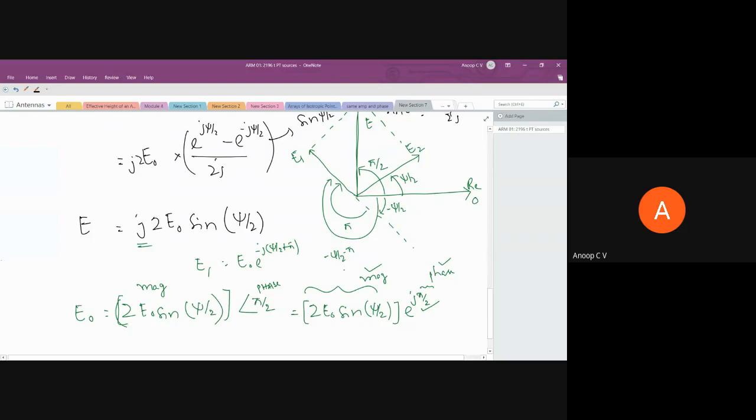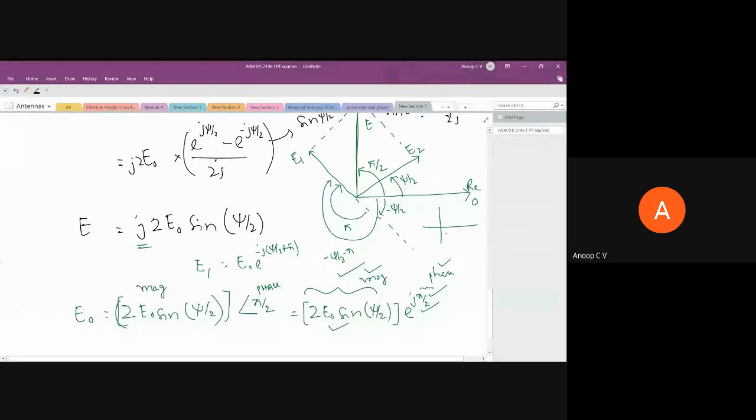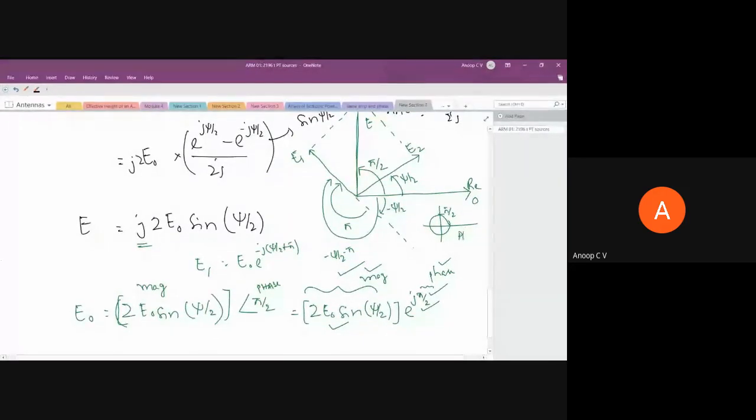Then what I can do is plot the magnitude versus phi, which gives me the magnitude pattern. If I plot the phase versus phi, it will give me the phase pattern. So in this case, whatever be the value of phi, the phase is constant, equal to pi by 2. So the phase pattern will be like this, equal to pi by 2 in this particular case. Later on I'll mention what exactly the phase pattern is. It's very simple, nothing complicated.